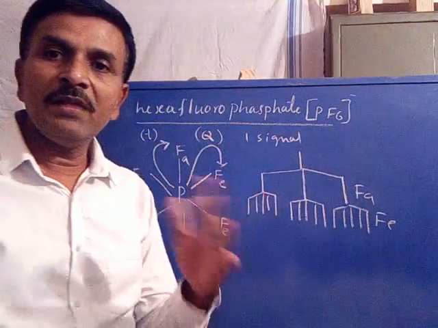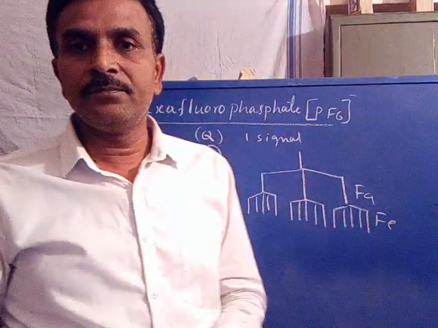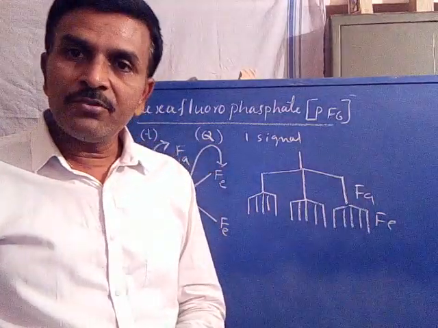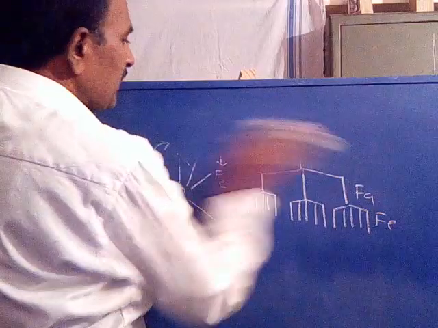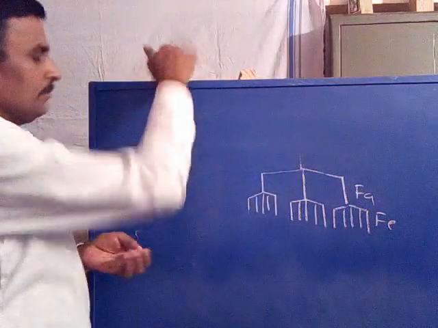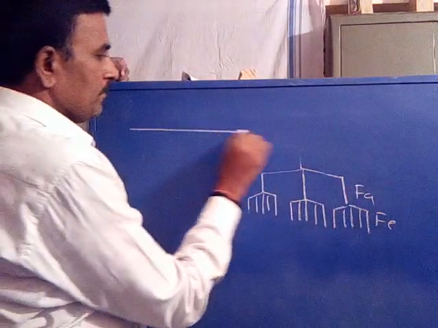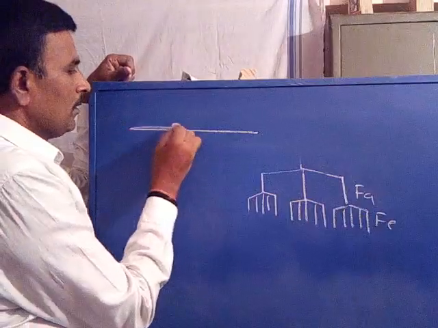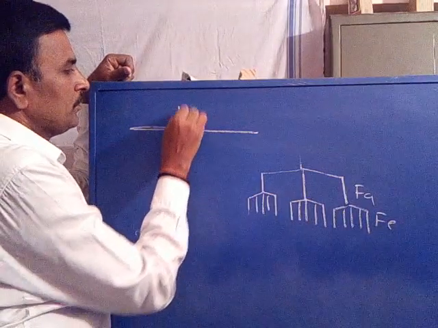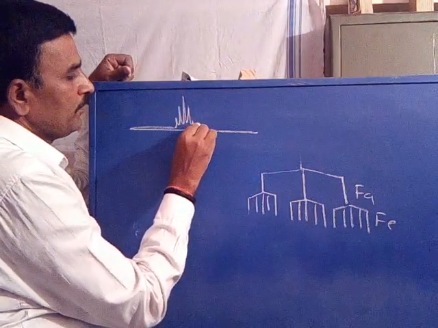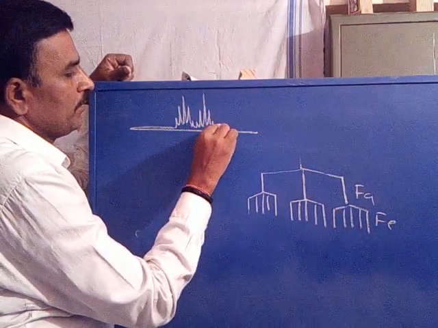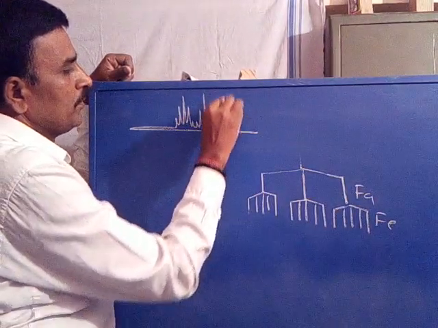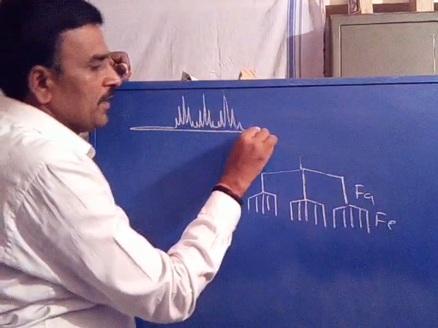Its multiplicity will be triplet of quintet. 3 times quintet, triplet of quintet. We can present it as, now, 1, 2, 3, 4, 5, 1, 2, 3, 4, 5, 1, 2, 3, 4 and 5.